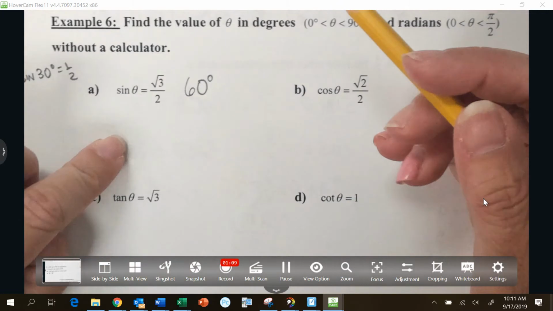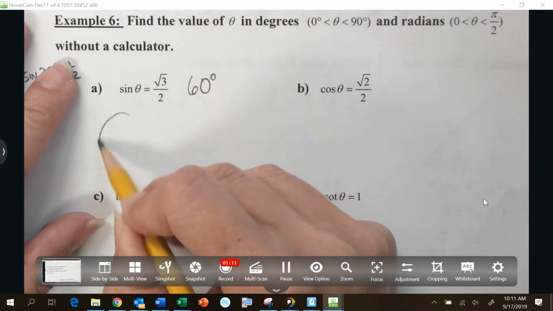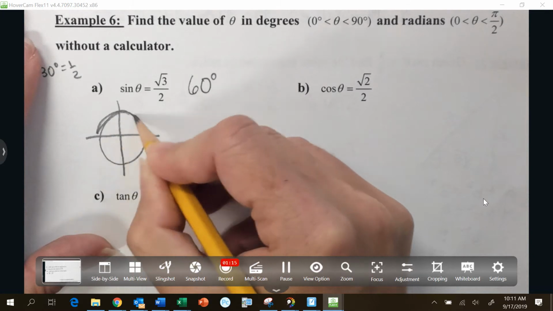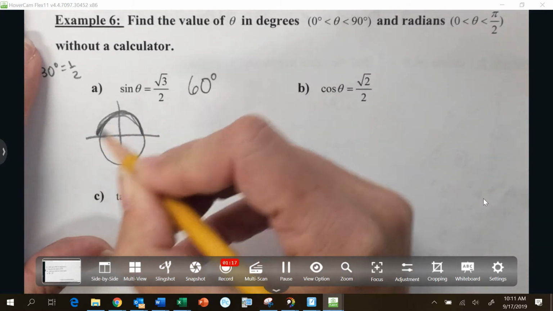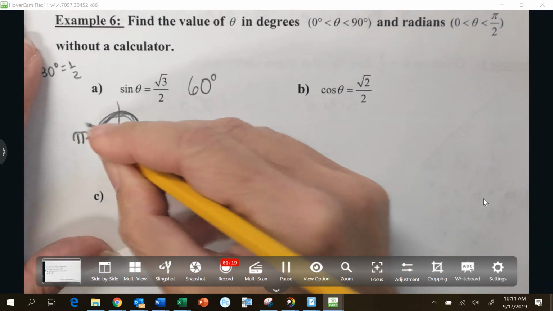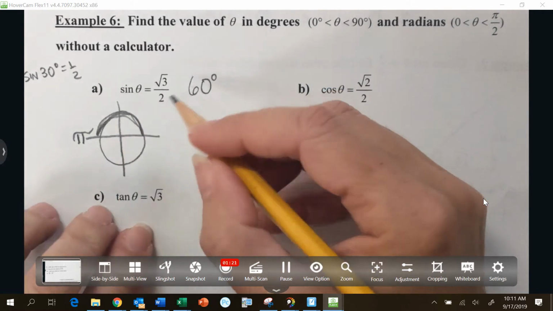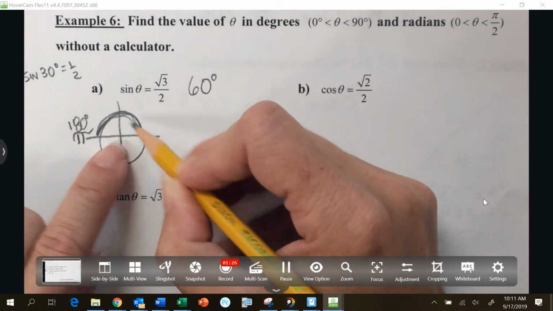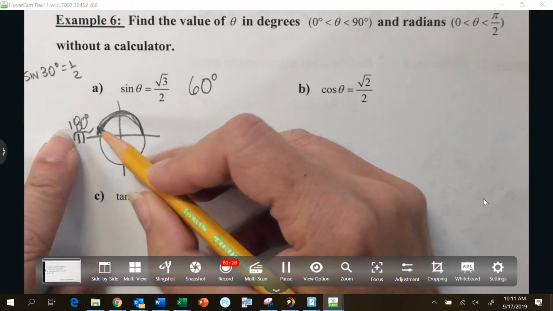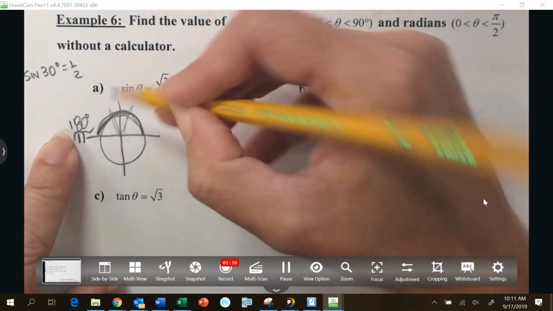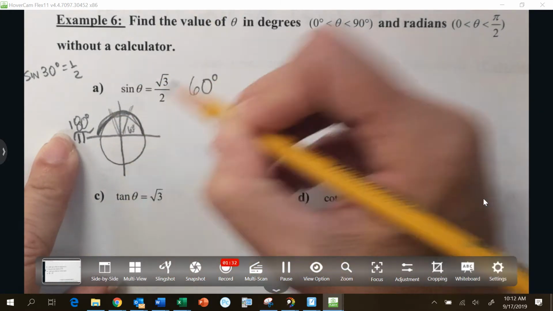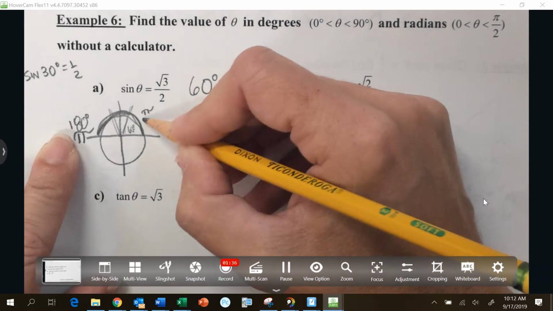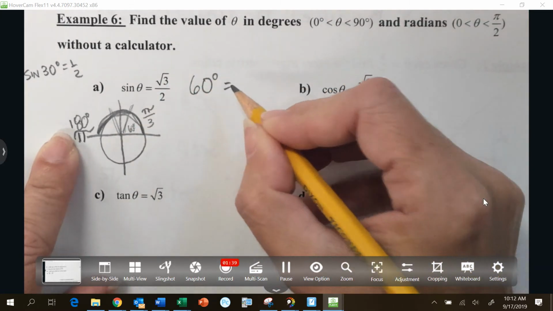For radians, we talked about how when we have the unit circle, the top half is how much radian? Pi. And this says 60 degrees and 180 degrees. How many 60s go into 180? 3 of them. So my radian for 60 degrees is pi divided into how many sections? 3. This is pi over 3.